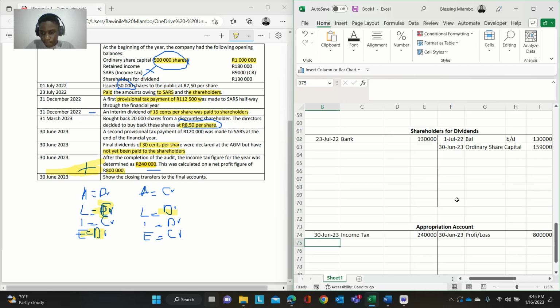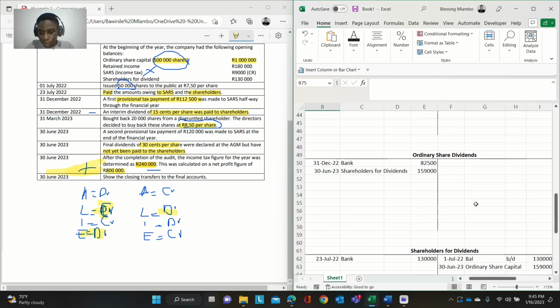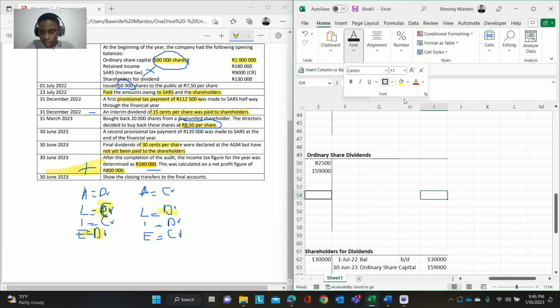And so that's how we close off the income tax account. You credit the income tax account and debit it to the appropriation account. And then let's go to ordinary share dividends. Same with ordinary share dividends. What we're going to do is close it off completely to the appropriation account.